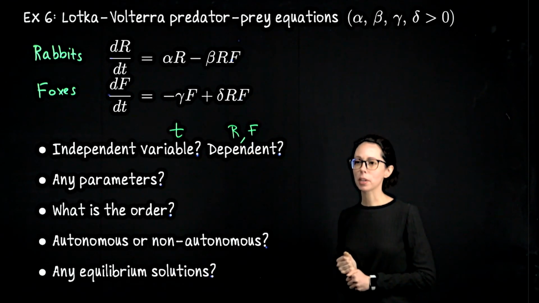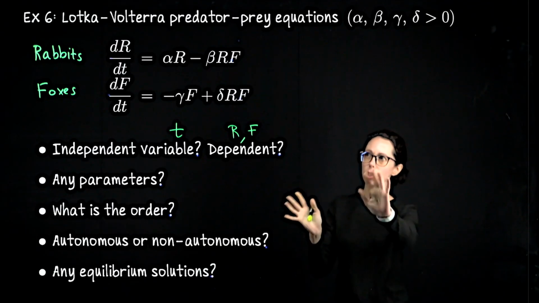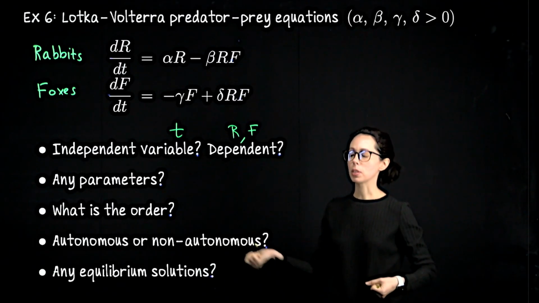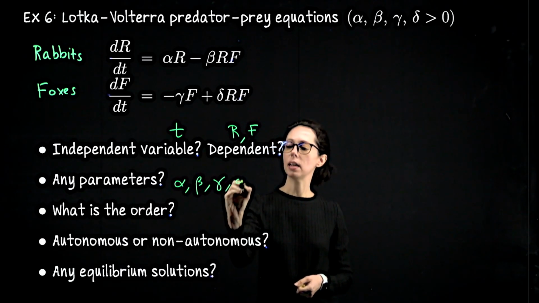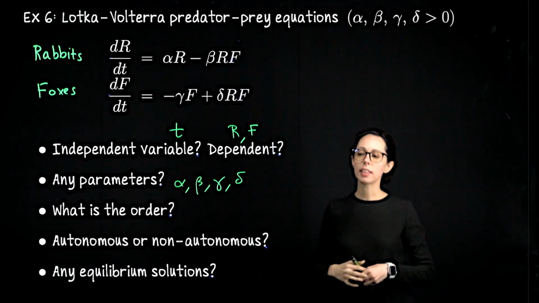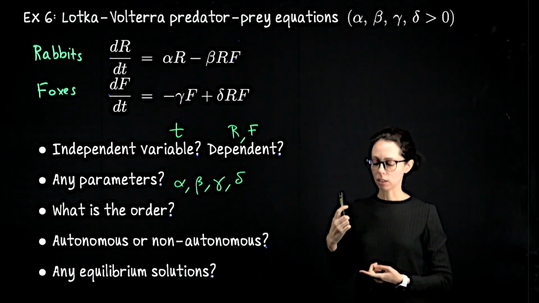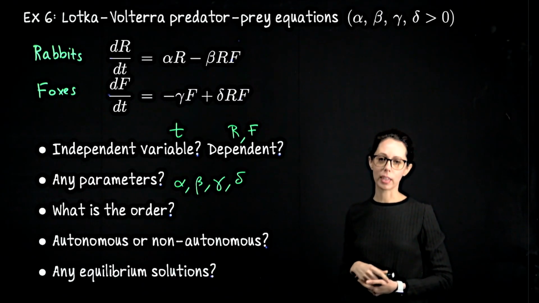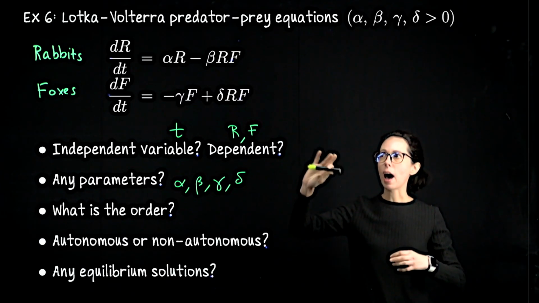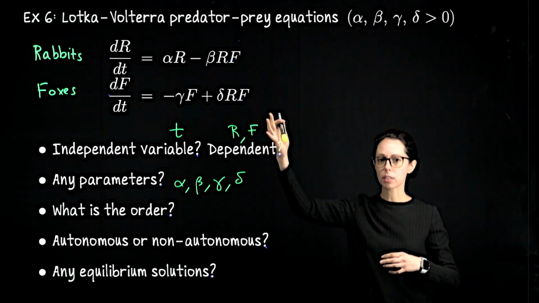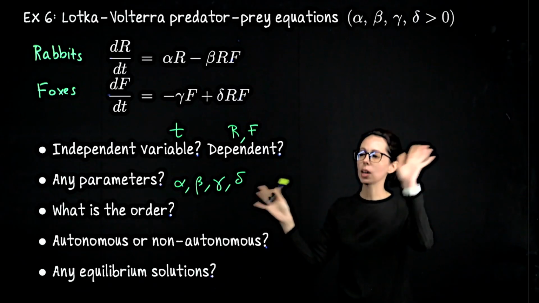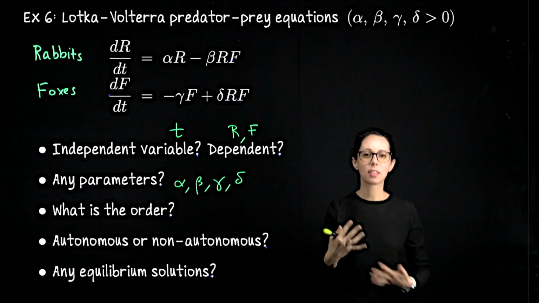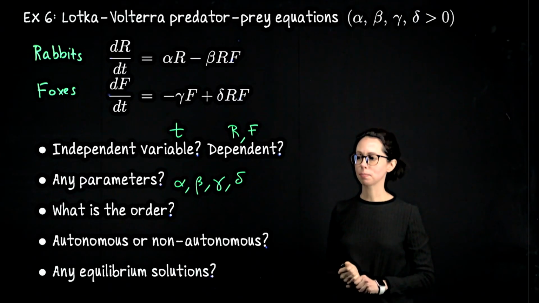Are there any parameters? Yes, there are. I don't want to go too much into what they represent, but we've got alpha, beta, gamma, and delta. Essentially, these reflect things like the growth and death rates for the individual populations, as well as how, say, the foxes eat the rabbits versus how the rabbits affect the foxes, because you have these interaction terms where you have R times F. Anyway, they represent essentially rates that you would observe with these two species.